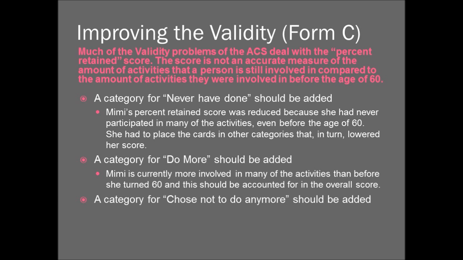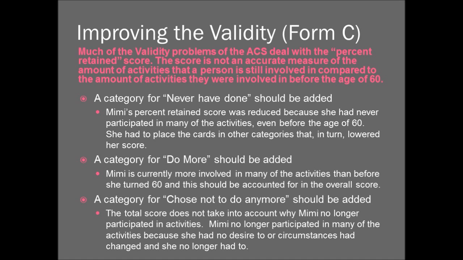Second, a category for do more should be added. Mimi is currently more involved in many of the activities than before she turned 60, and this should be accounted for in the overall score. Third, a category for choose not to do anymore should be added. The total score does not take into account why Mimi no longer participated in activities. Mimi no longer participated in many of the activities because she had no desire to, or circumstances had changed, and she no longer had to.